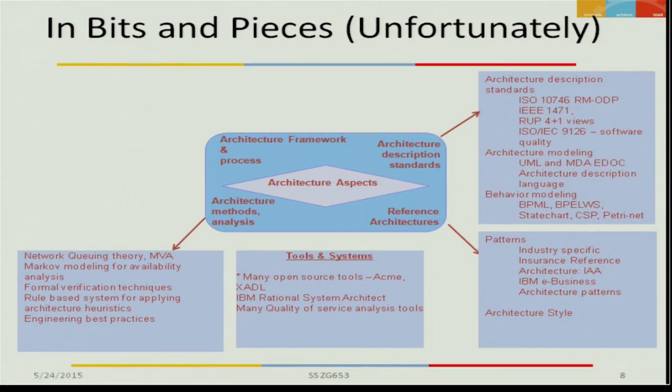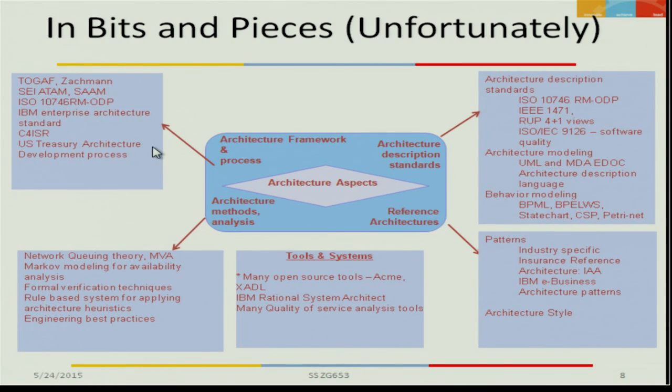For example, queuing models to analyze the performance of a system, mean value analysis techniques, Markov modeling for availability analysis, formal verification of software, rule-based systems for applying different architectural heuristics. There are different best practices that are just there as a document. So such kinds of things are there in abundance.